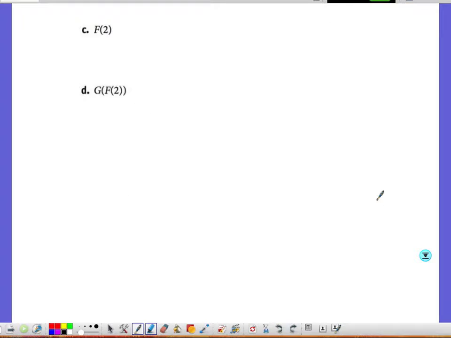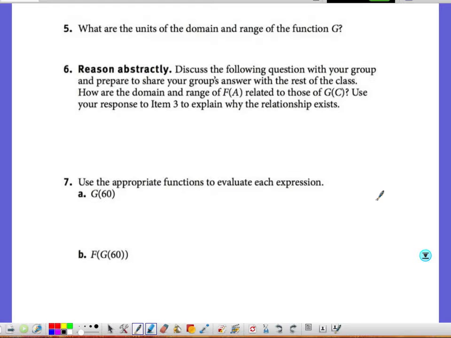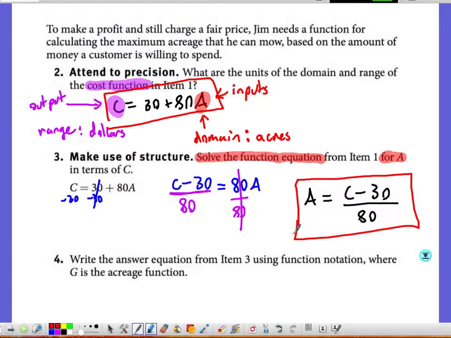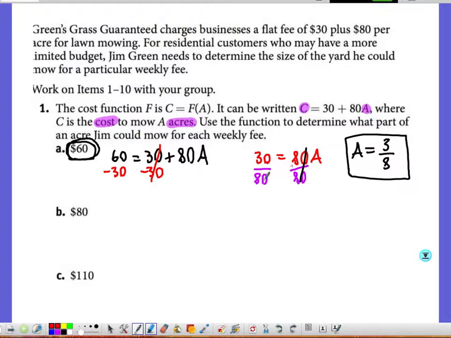So what we're going to do now is we have two functions. We began with the function c equals 30 plus 80a. And from that function, by just solving for a in terms of c, we get this function right here. a is equal to (c minus 30) divided by 80. And so Jim can actually use this function here to plug in the costs.